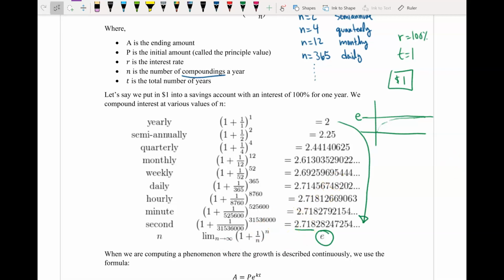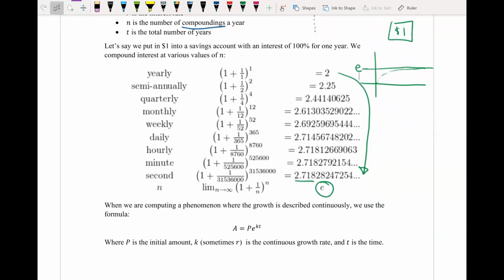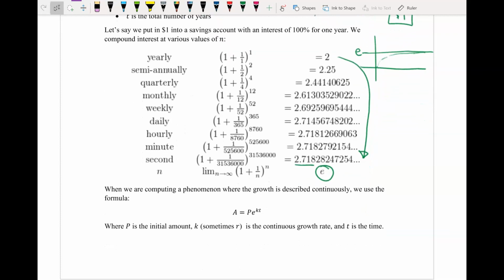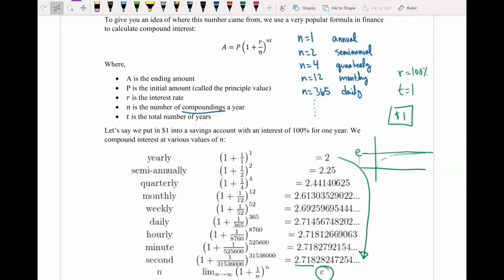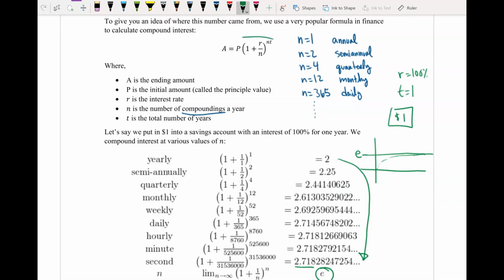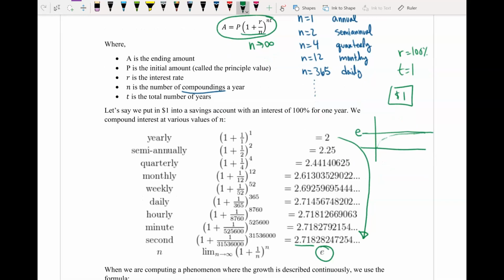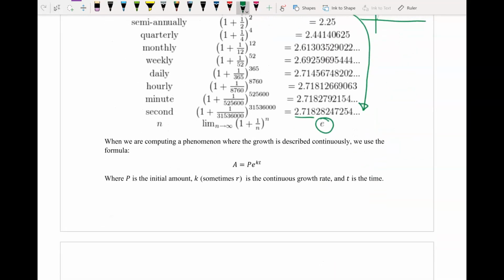So what we're going to do is, if some phenomenon is described continuously, we can rearrange this formula. This formula doesn't really work for us. If we let n go to infinity, then we can rewrite it. Instead of the n's, we're just going to write e. A is equal to Pe^(kt). Sometimes you might have seen it as A equals Pe^(rt). So you can see Pe^(kt) or Pe^(rt), so we can have r or k. This is going to be the rate, the growth rate.